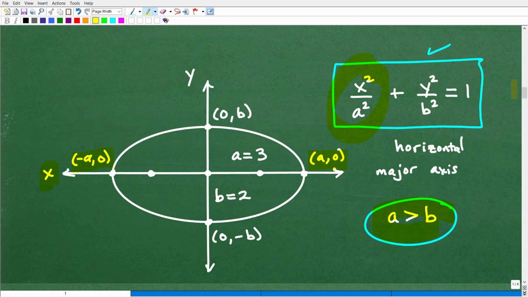All right, so anyways, we need to write an equation in this form, x squared over a squared, which is pretty easy. We know that this is 3, 0, and this is negative 3, 0. So a is equal to 3. We're literally going to put 3 squared right there.